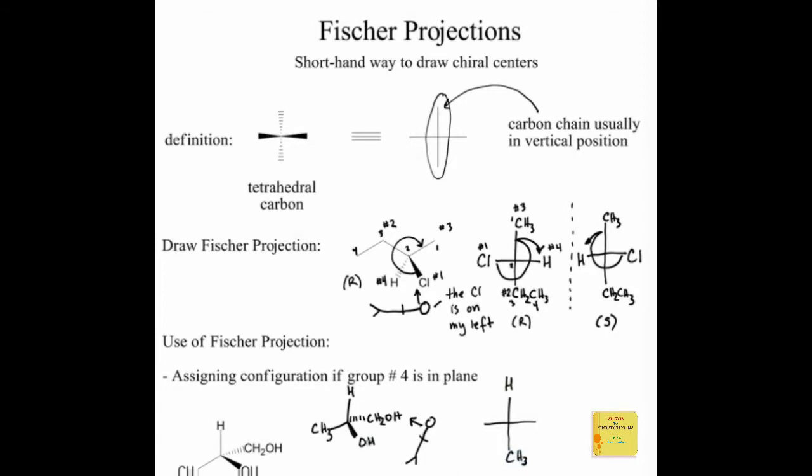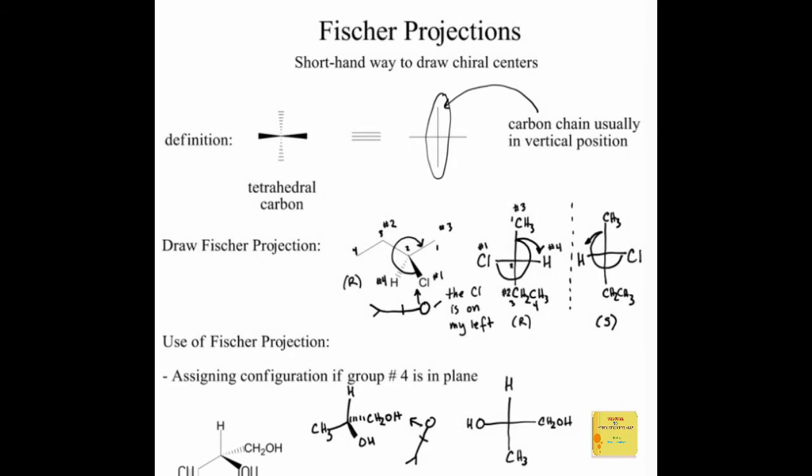And then here's the tricky part. I have two groups on my right and left. They're both coming out toward me. And where is this OH? If I am in the plane of the board, the OH is going to be on my left-hand side. Very good. If you can do that with a little practice, you've got Fischer projections down, piece of cake.